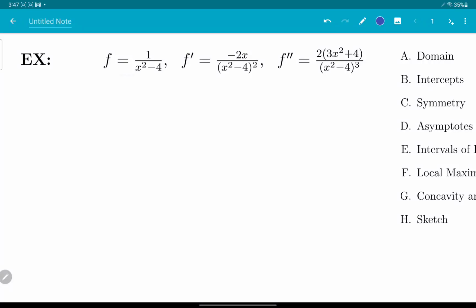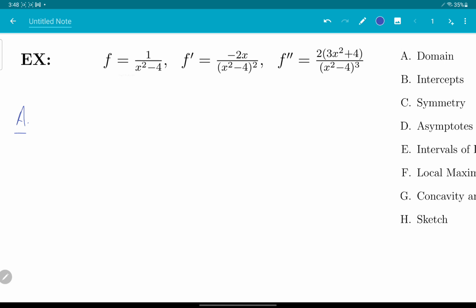This one's different. We have a denominator, and also here we're going to quite handily give ourselves the first and second derivatives so as to save some time here. So here's the function and domain. What is the domain?